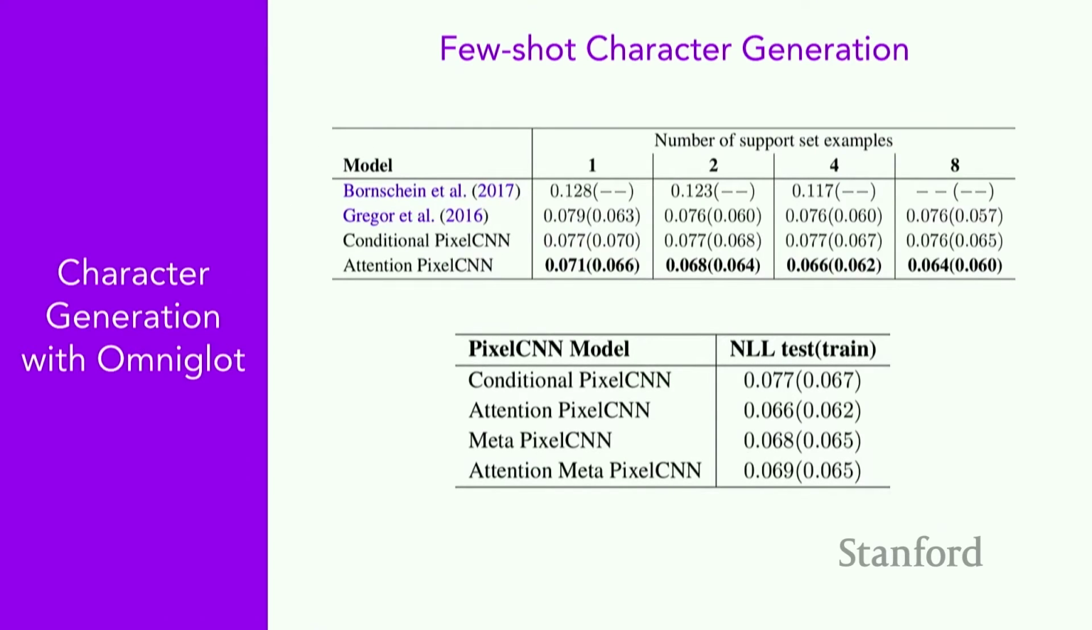These are some of the quantitative results. They tried it on different support set sizes. Overall, the attention pixel CNN outperformed the conditional pixel CNN and even outperformed the current state of the art at the time.